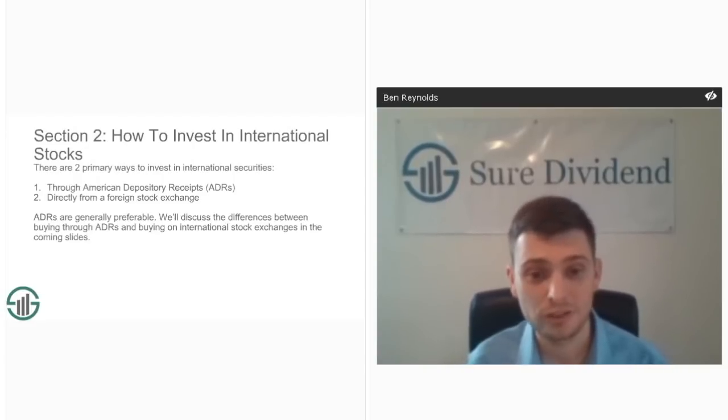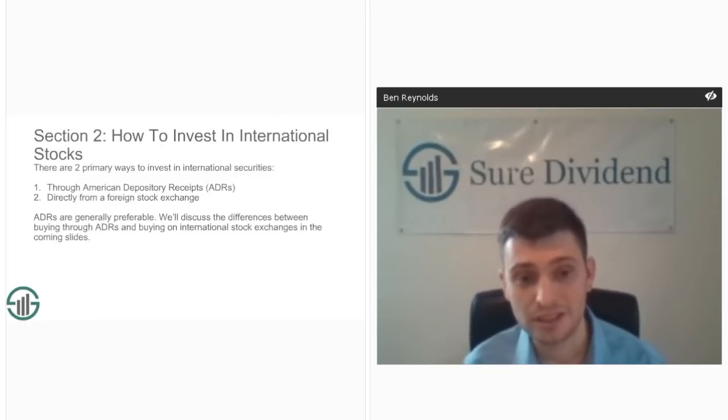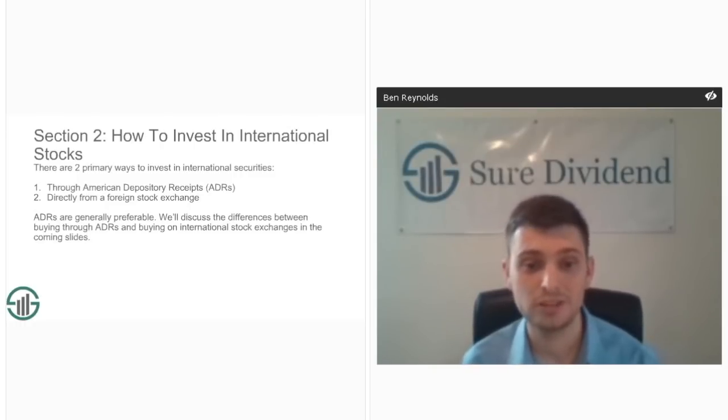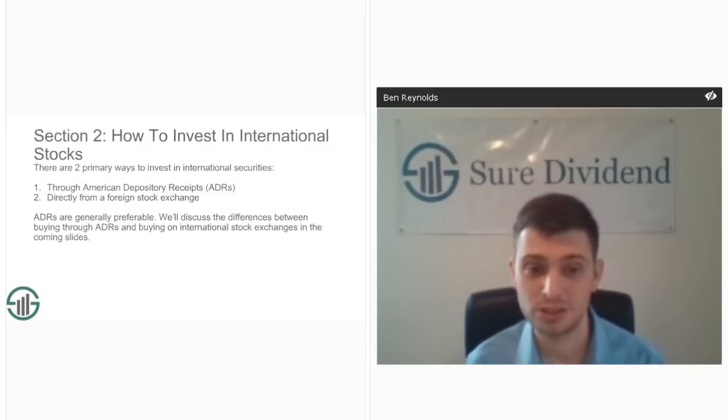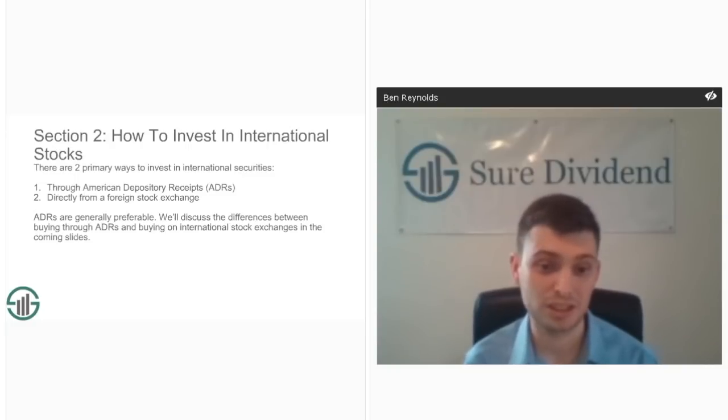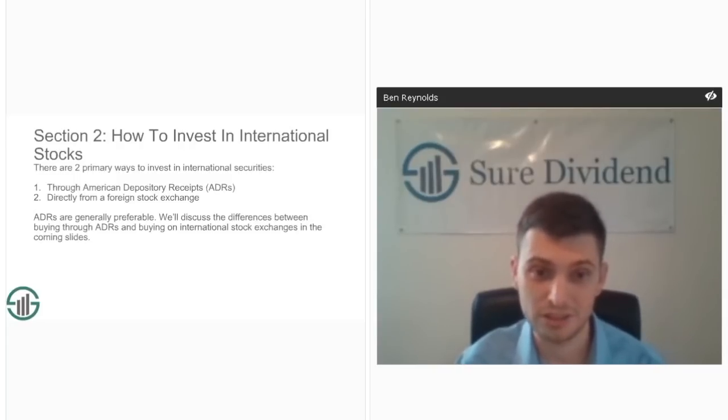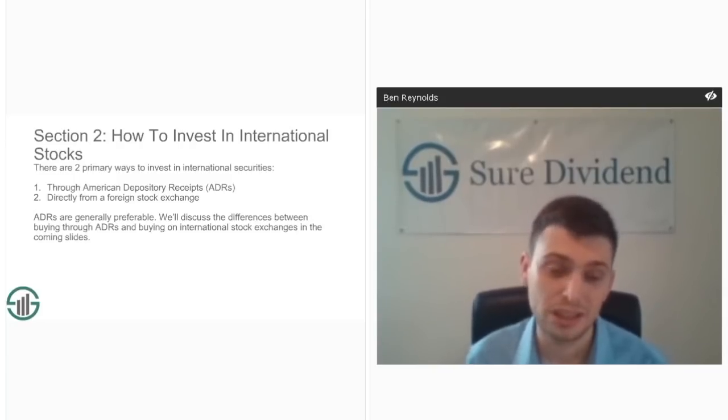Section 2, how to invest in international stocks. So the previous section we discussed the why. This is the how. There are 2 primary ways to invest in international securities. One is through American Depository Receipts, or ADRs, and 2 is to invest directly from a foreign stock exchange. And just for ease, ADRs are generally preferable, and we're going to discuss the differences between these 2 in upcoming slides.